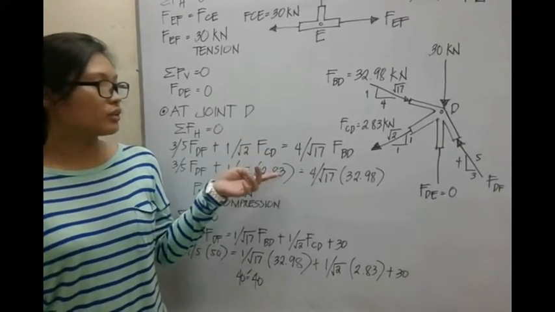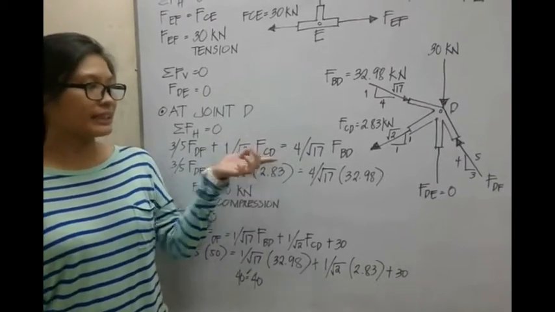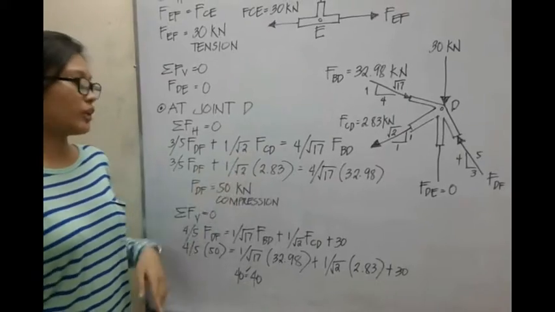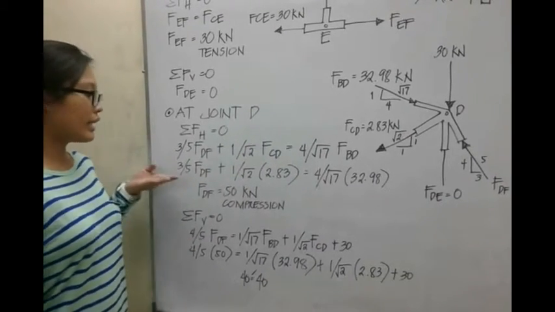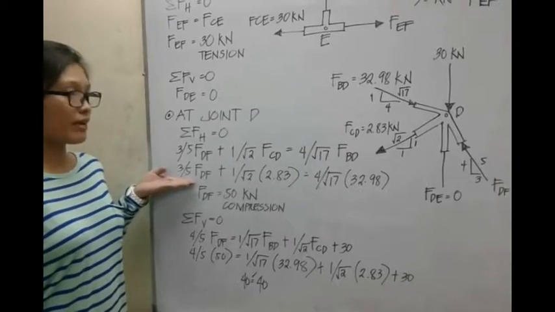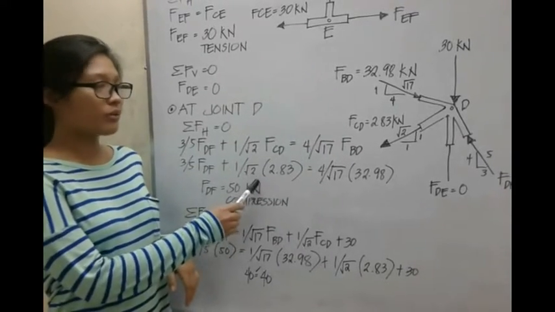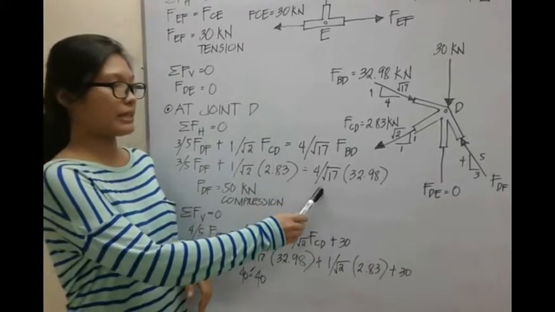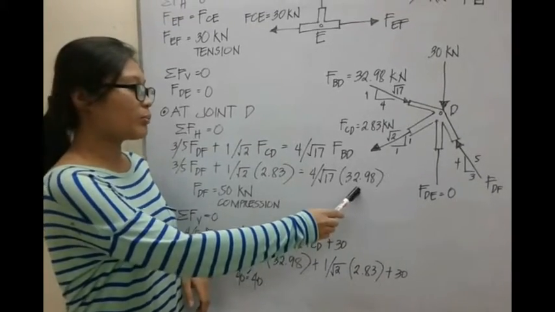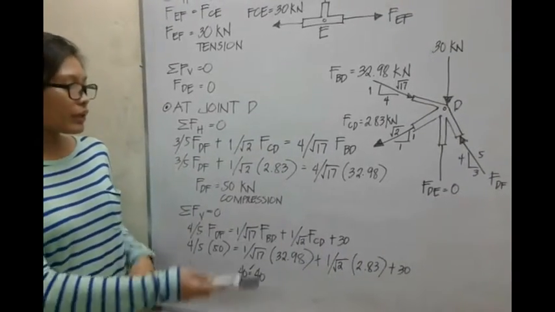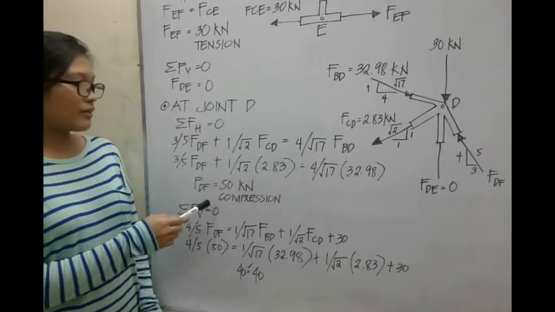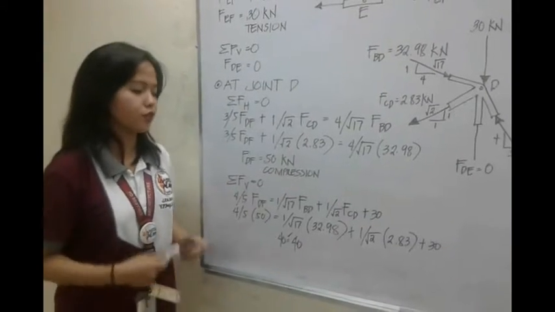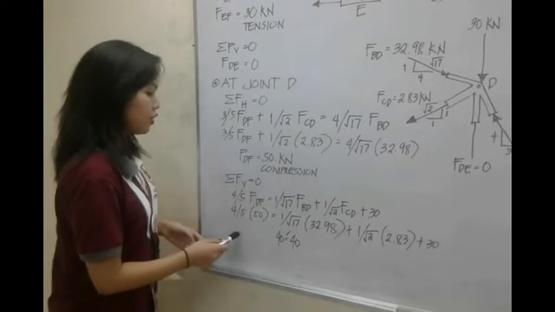From that equation, since we have the values of FCD and FBD, we can substitute it to the next equation. Doing so would get us the equation 3 over 5 FDF plus 1 over square root of 2 times the quantity 2.83 is equal to 4 over square root of 17 times the quantity of 32.98. Upon working on that equation, we would obtain the value of FDF, which is 50 kilonewtons compression.